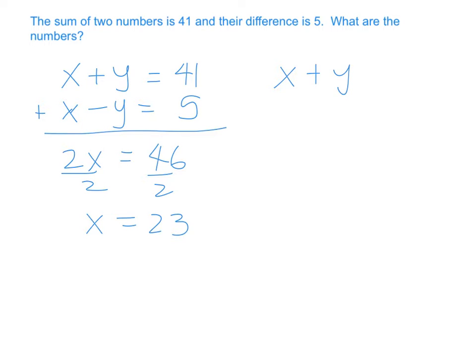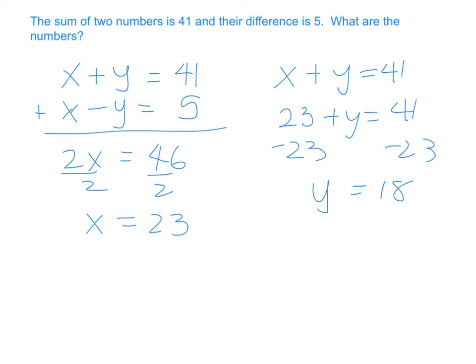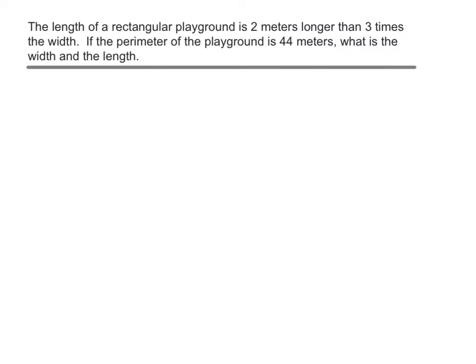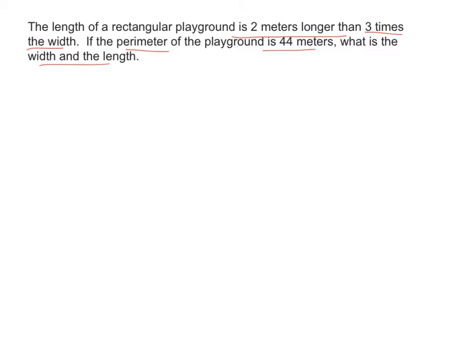Take the first equation, substitute in 23, subtract, and y equals 18. So our two numbers are 23 and 18. Okay, for this next problem, please write down all the information. The length of a rectangular playground is 2 meters longer than 3 times the width. If the perimeter of the playground is 44 meters, what is the width and the length?